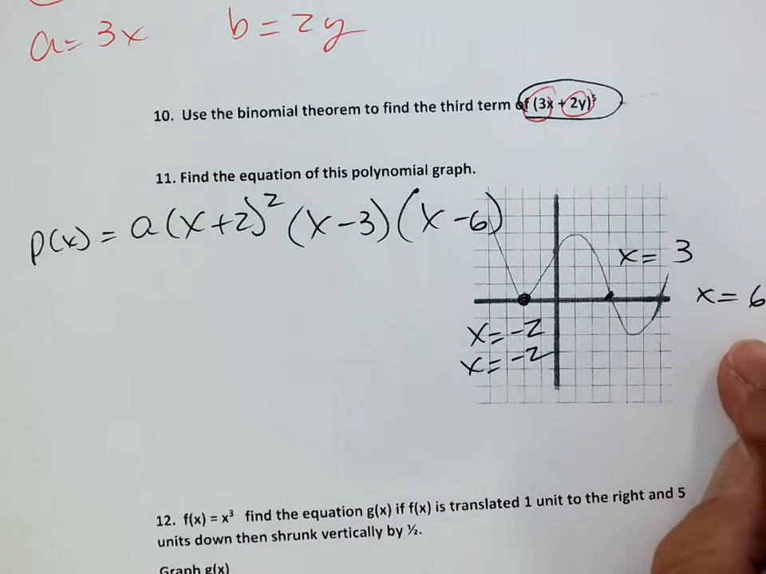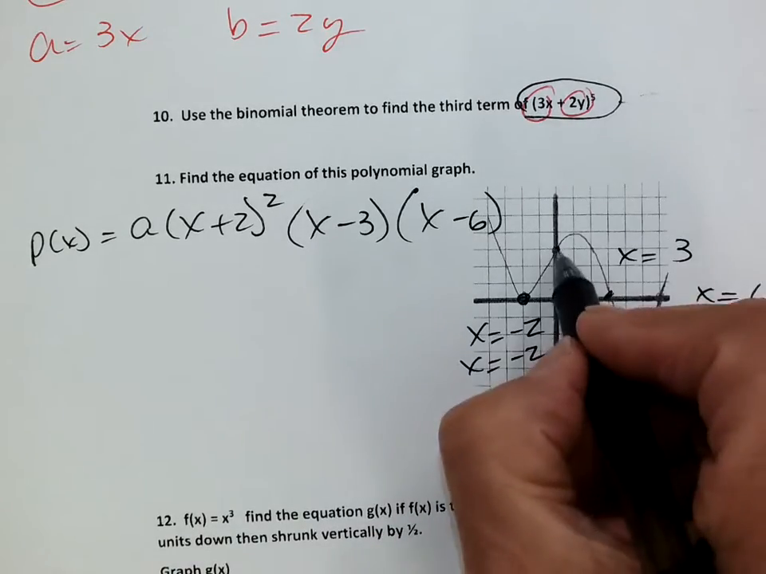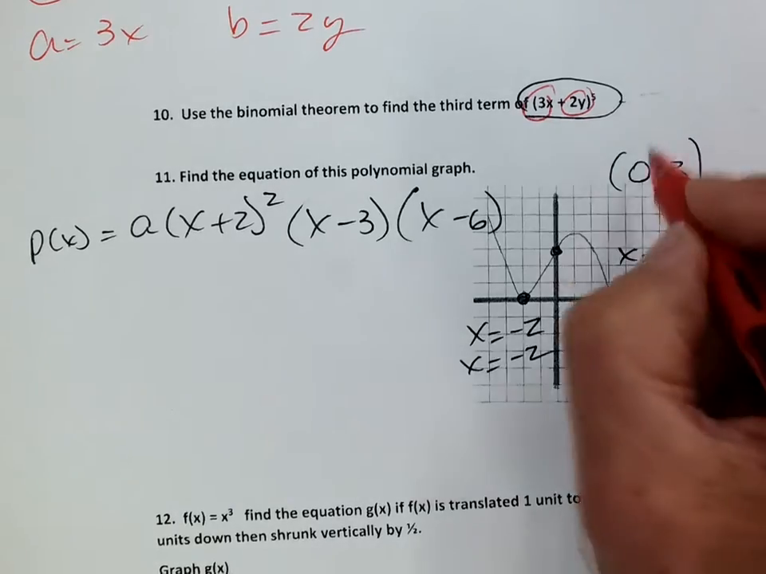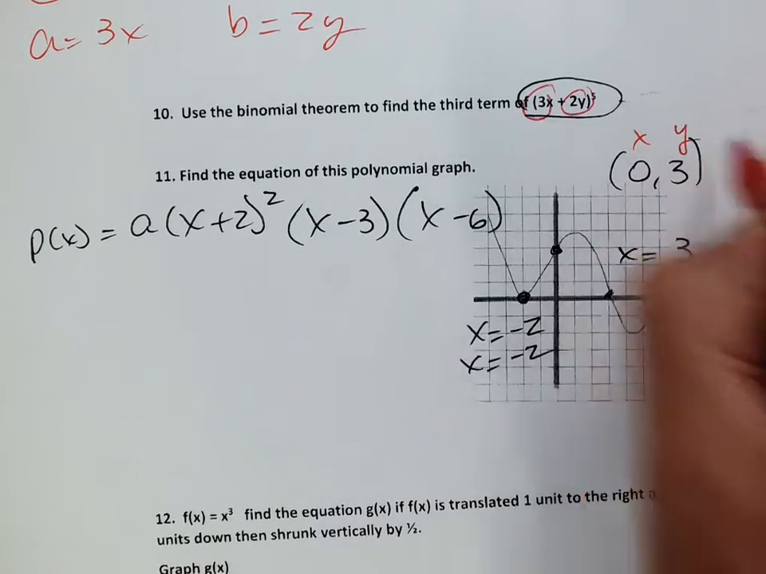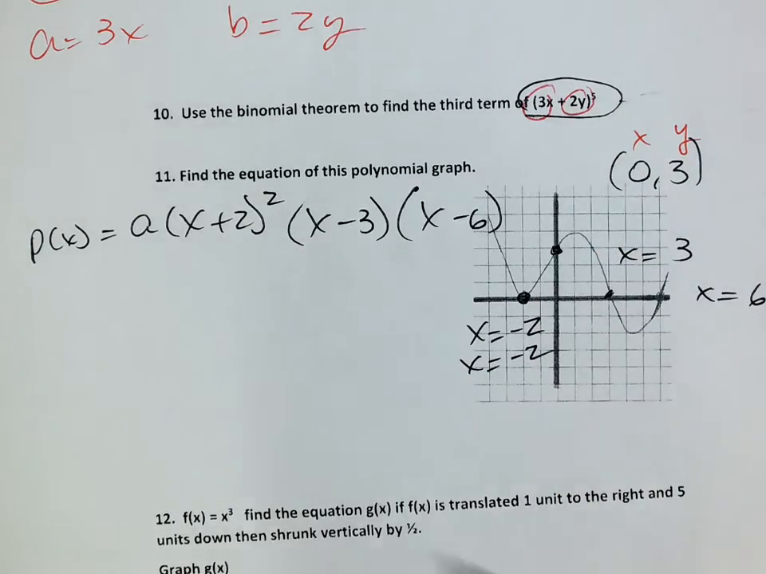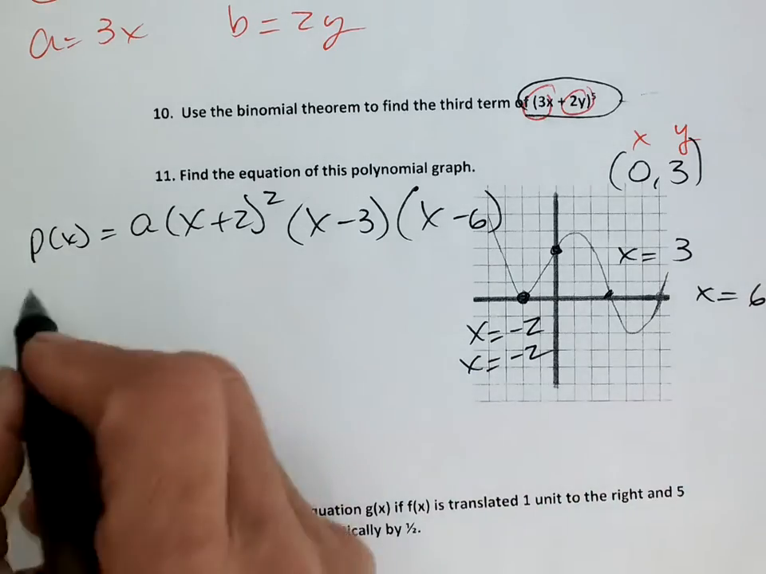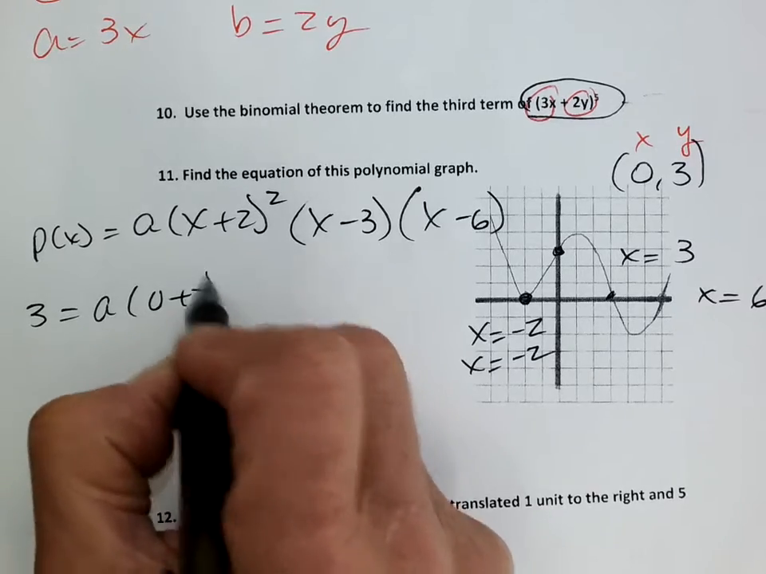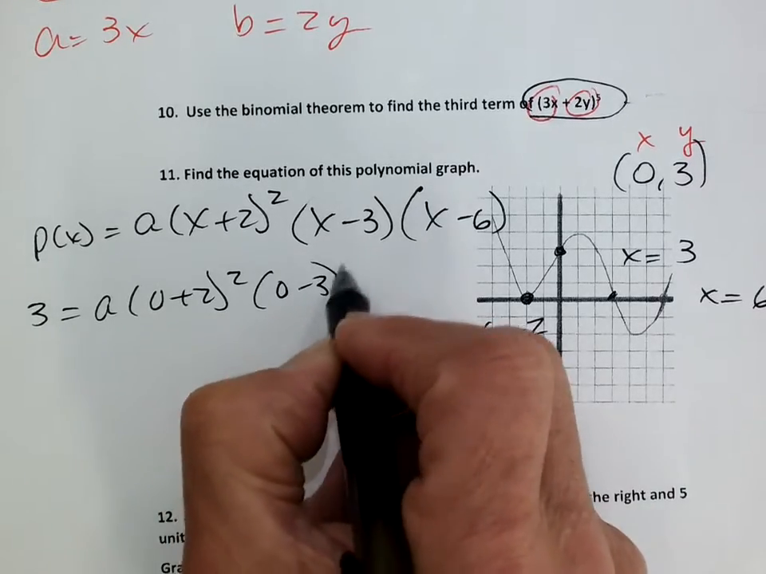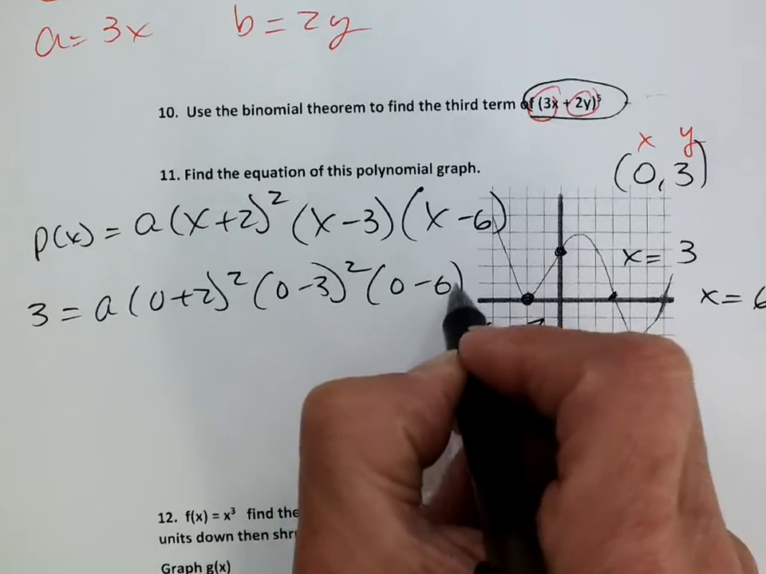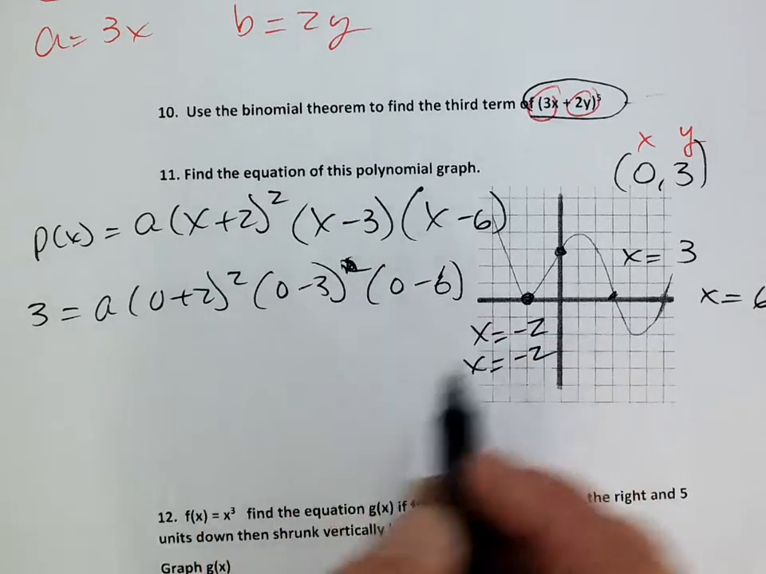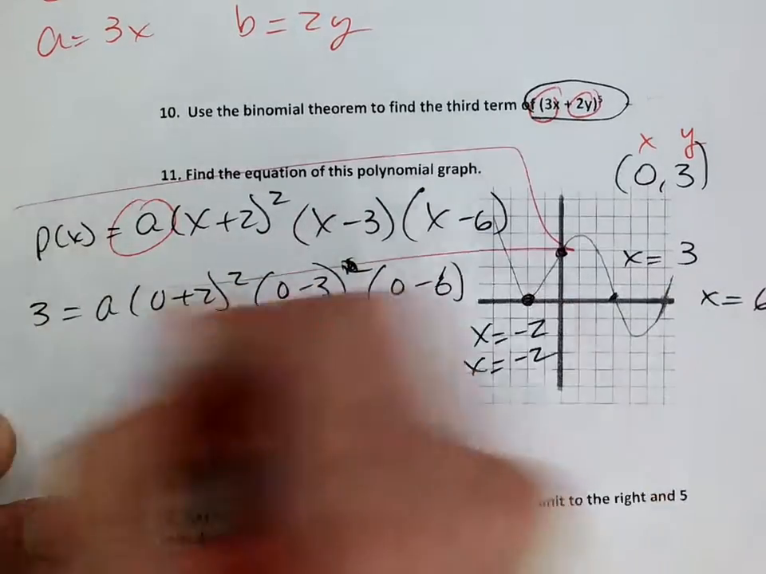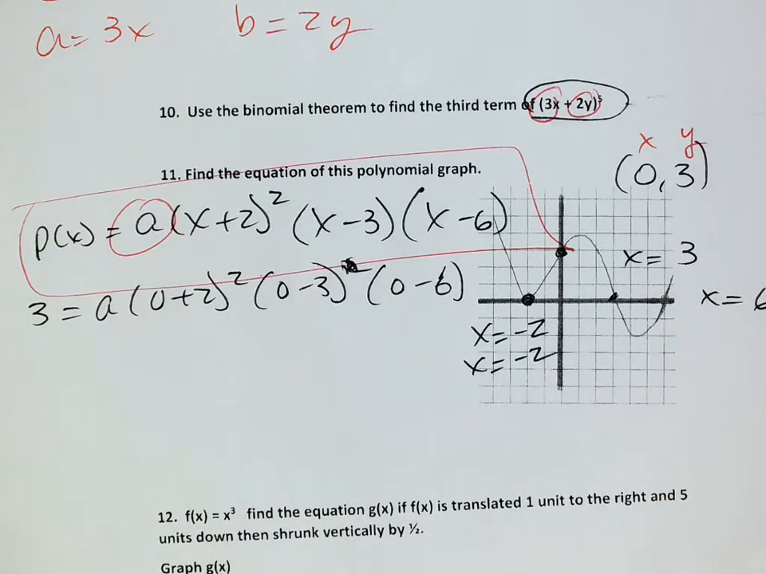Now I need some value to help me find the value of a, which is right here at 0, 3. I'm going to plug the 0 in for all my x's, and the 3 for all my y's, and I'll let you finish this up, but I'll set you up at least. So we're going to put 3 equals a times 0 plus 2 squared, 0 minus 3, 0 minus 6. Oh, that's not squared, sorry, my bad. And then find out what the value of a is, put it right here, and then you got it. Okay? All right.